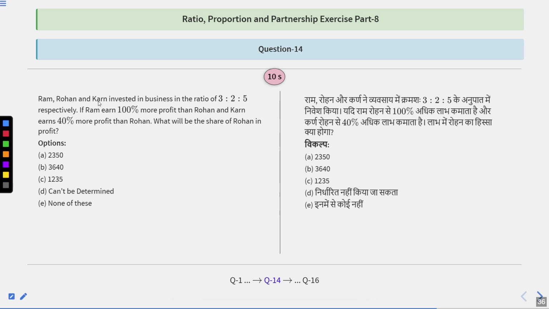Ram, Rohan and Kern invested in a business in the ratio of 3:2:5 respectively. If Ram earns 100% more profit than Rohan and Kern earns 40% more profit than Rohan, what will be the share of Rohan in the profit? You have 5 options and 10 seconds to analyze the question. Your time starts now.